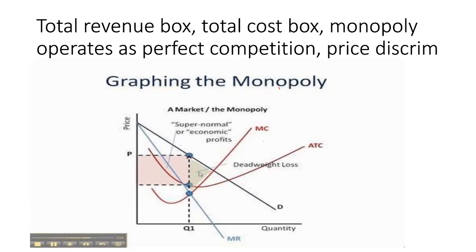Sorry, it's getting congested. Does anyone know, if this monopoly was starting to operate like a perfectly competitive firm, where would price and quantity be? Where MC equals demand. Why? Because in perfect competition, the industry is like supply and demand. MC is supply, there's demand. So notice perfect competition charges less, produces more.